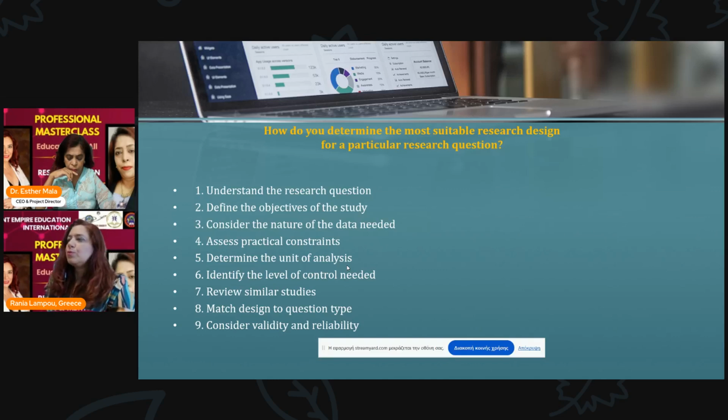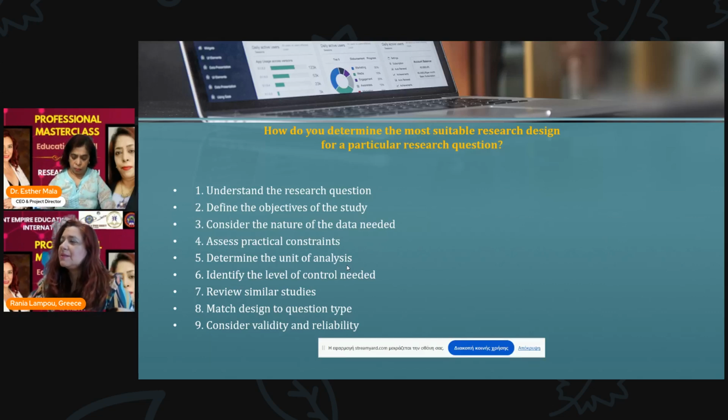Are you trying to explore, explain, or predict phenomena? Clearly defined objectives help in selecting between qualitative, quantitative, or mixed method designs. You need then to consider the nature of the data needed. Quantitative, numbers, statistical analysis. Qualitative, focus groups, interviews. And mixed methods, it's a combination of both.